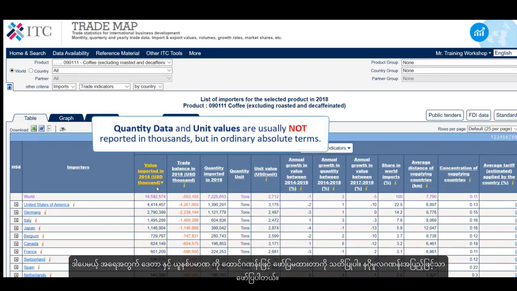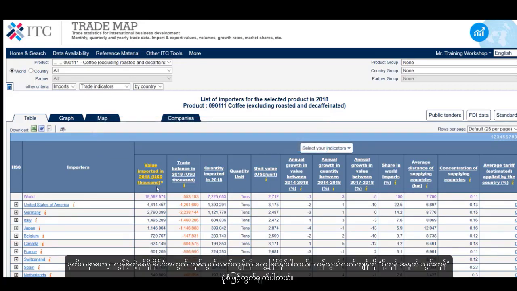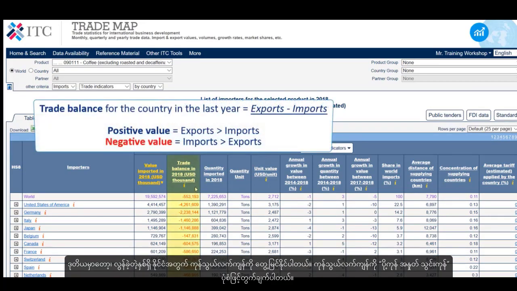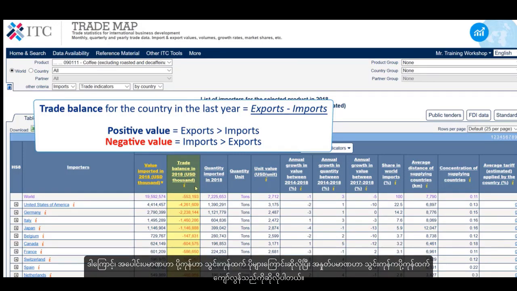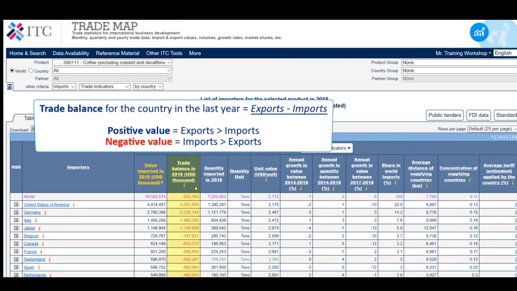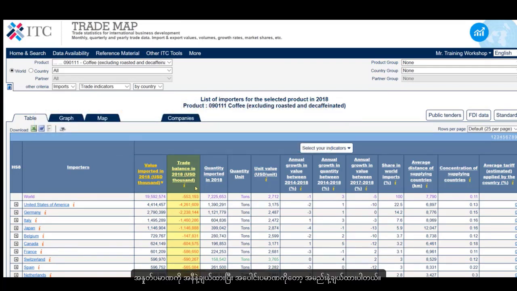The quantity data, and therefore also unit values, are usually not reported in thousands, but in ordinary absolute terms. Second, we see the trade balance for the country in the last year. The trade balance is calculated as exports minus imports. Hence, a positive value means exports are larger than imports, whereas a negative value means imports exceed exports. Negative values are colored red, while positive values are black.